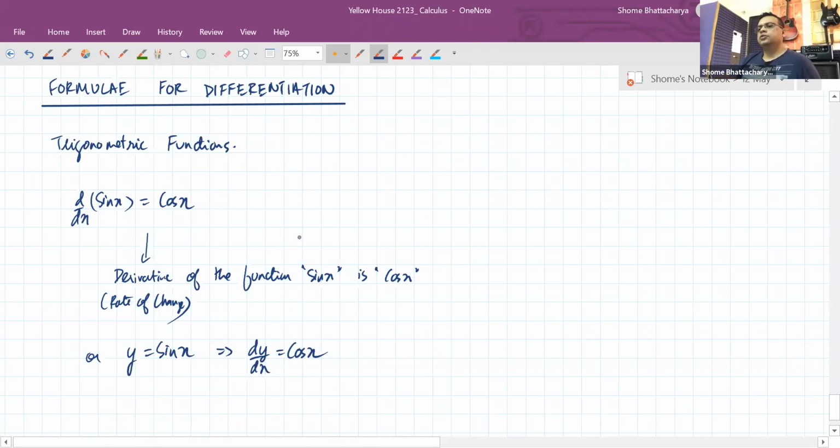Okay. So now similarly for the function cos x, the derivative is given by the formula differentiation of cos x is minus sin x.